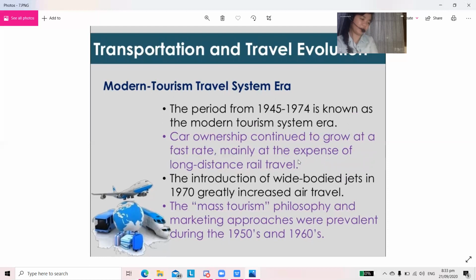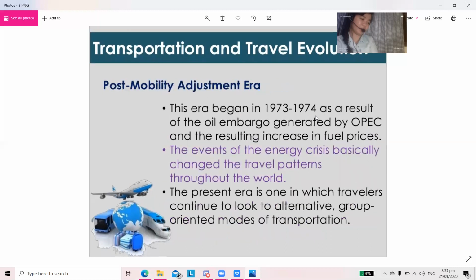Okay, modern tourism travel system era. The period from 1945 to 1974 is known as the modern tourism system era. Car ownership continued to grow at a fast rate, mainly at the expense of long-distance rail travel. The introduction of wide-body jets in 1970 greatly increased air travel. The mass tourism philosophy and marketing approaches were prevalent during the 1950s and 1960s.